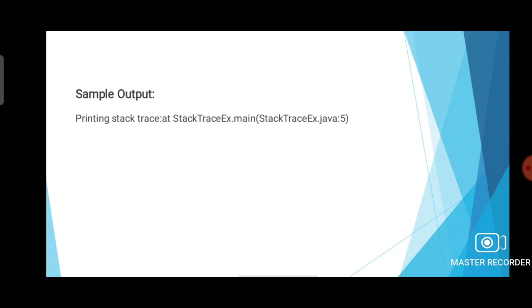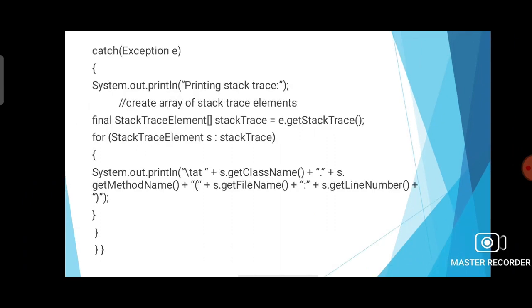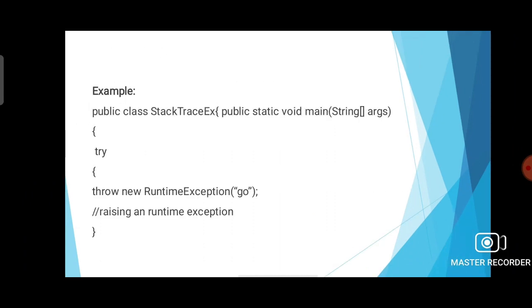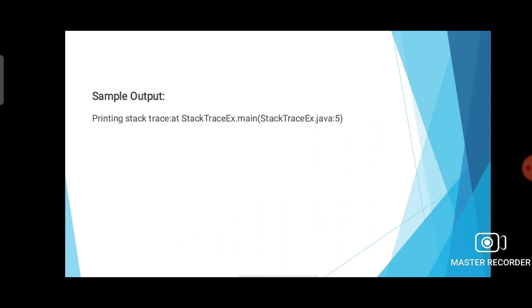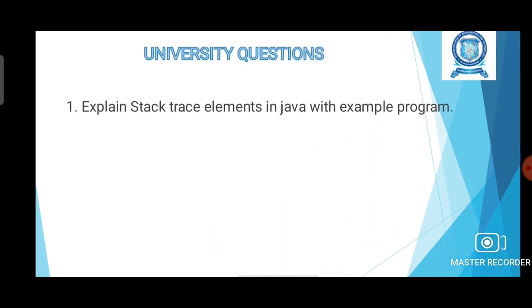So that was the use of StackTraceElement. In Java, StackTraceElement is used to provide all the information associated with one exception. That's all about the topic. So here we can get a question like: explain stack trace elements in Java with example program. Thank you all.